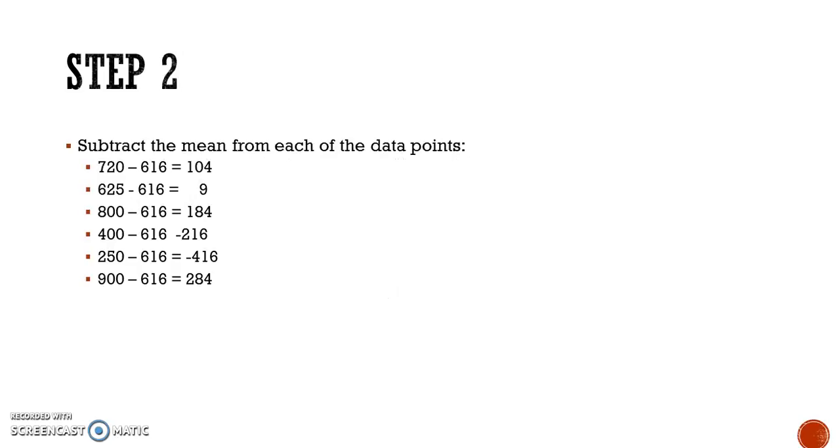What we're going to do is we're going to subtract that average from each of the data points. So I have all the data points there, 720, 625, 800, 400, 250, and 900. And I'm going to subtract. So 720 minus 616 is 104. 625 minus 616 is 9, all the way down. You might want to write this down, by the way. It's always good to write down an example with the steps.